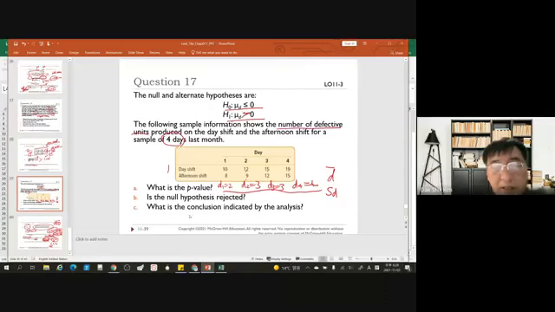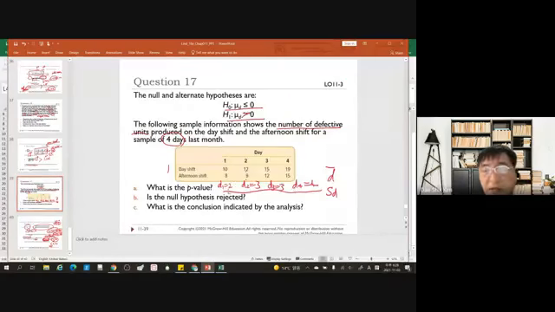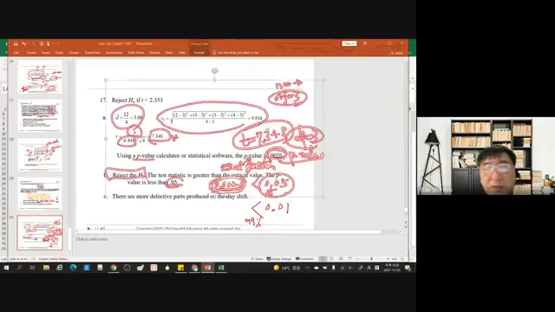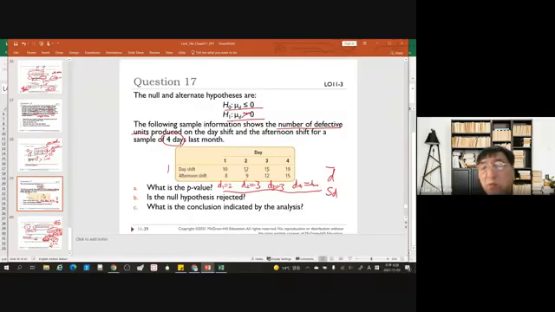Part D. What is the conclusion indicated by the analysis? It indicates there are more defective parts produced in the day shift. It looked like only 2 or 4, but compared to the standard deviation, one standard deviation is 0.8, and actually the differences are 2, 3, 4, which is more than 2 standard deviations, 3 standard deviations, and so on. The day shift may have a lot of problems, okay?